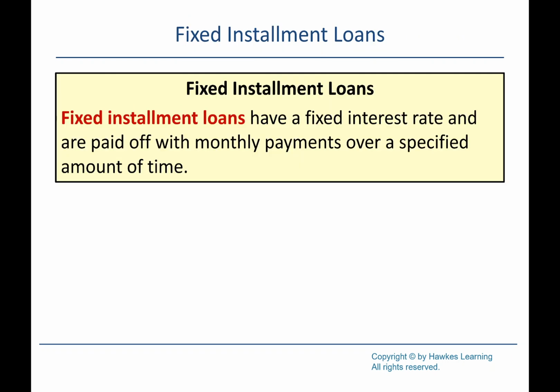Let's look at a couple more vocabulary terms here. Most loans for big purchases are what we call a fixed installment loan. It's where we have a fixed interest rate and we're paying the same amount every month. There are installment loans that don't have fixed interest as well. We're just going to look at the fixed interest ones.